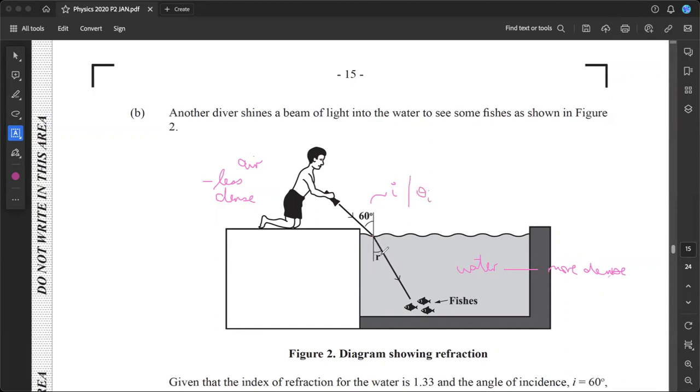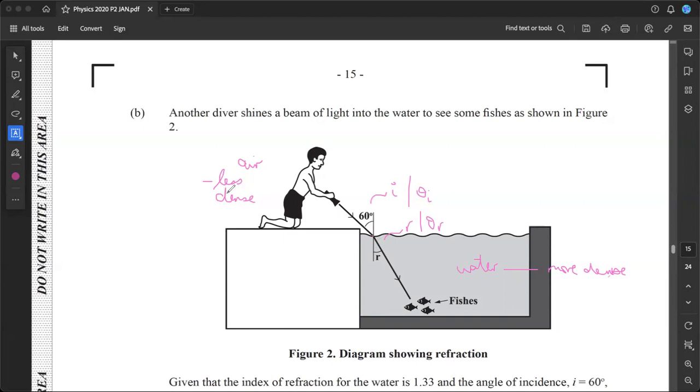And then this is our R. It could be theta R, but let's stick with the convention that they've given. They've given the angles as I and R. So this is our R, and this is our angle of refraction, which is the angle between this normal and the refracted ray. So that's what R is right here.